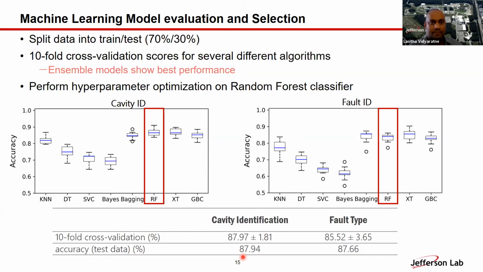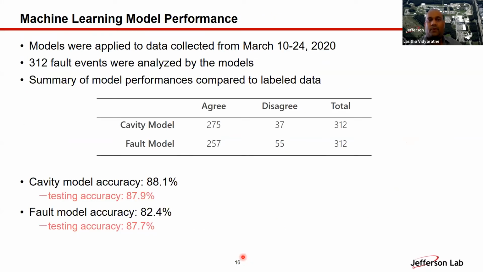Once we construct our system, we deploy our system in the CEBAF machine, and we were able to use our models for online inference from the run that we had from March 10th to 24th, 2020, until we closed down for the pandemic. Fortunately, we had 312 fault events that the model were able to analyze within that time period. And this table summarizes the performance of those models for those events.